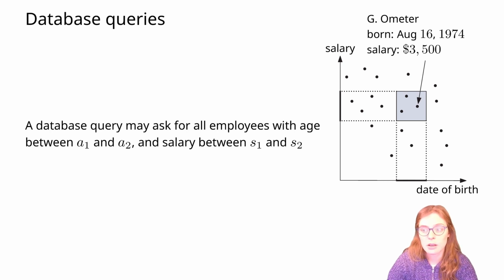the salaries. If we plot all the employees on the coordinate system, one axis showing the date of birth and the other axis showing the salary, then this kind of question results in a so-called rectangular range query. Each employee is represented with a point, and all the employees that fall within a given rectangle are those that we are looking for to report.